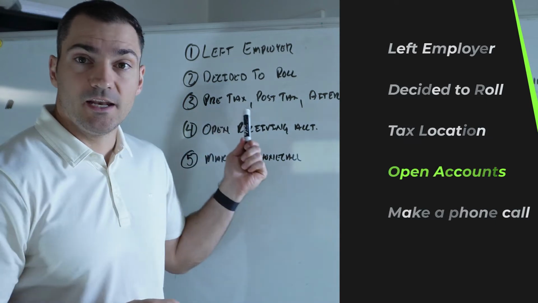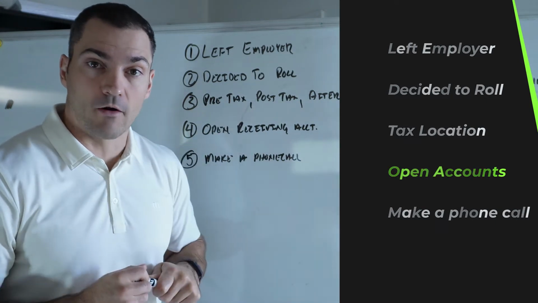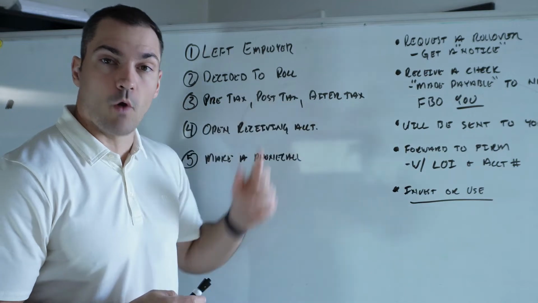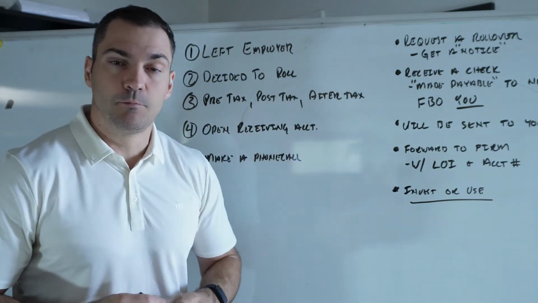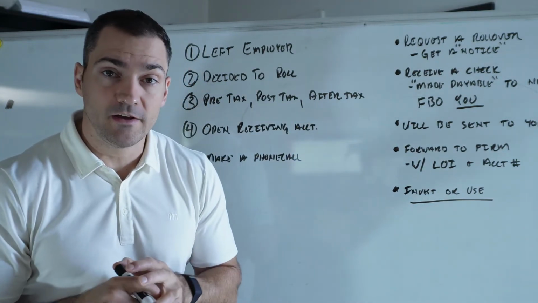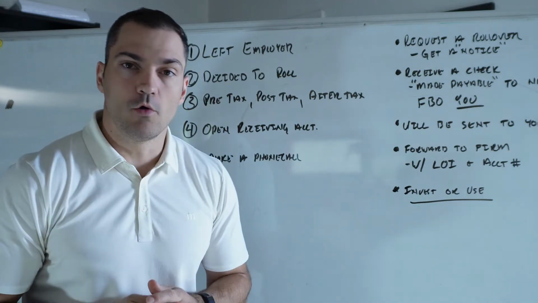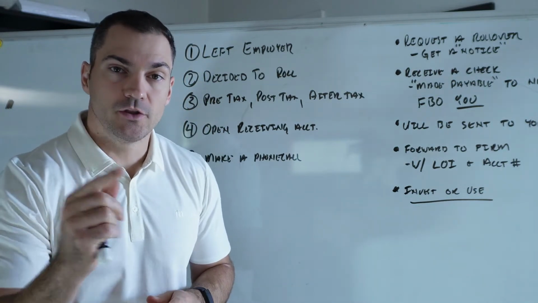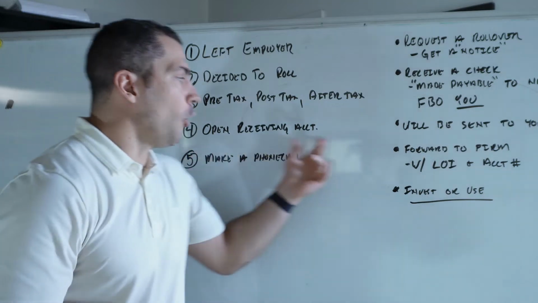This pre-tax bucket is going to be a rollover or a traditional IRA. This post-tax bucket is going to be a Roth IRA. This after-tax bucket, you can distribute portions of it to the Roth or to your own taxable accounts. But you need to make sure that you have the corresponding accounts open and ready to go.